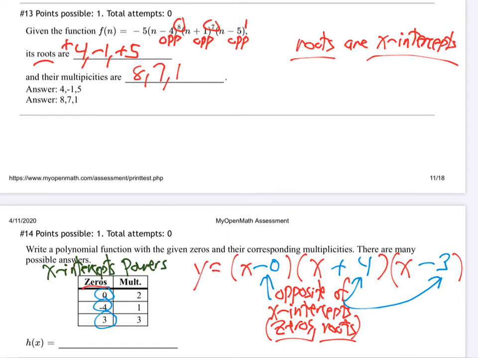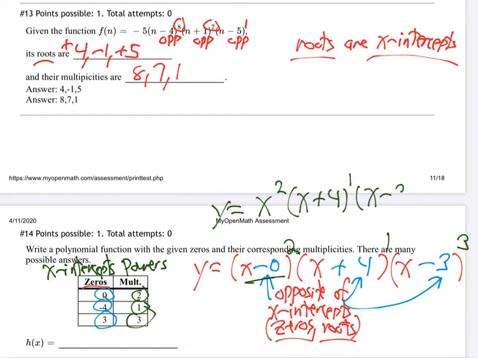And the multiplicities are the powers. So what are the powers? 2 on the first one, 1 on the next one, and then 3. Now, x minus 0, we're just going to make that x. So that's just going to be x squared, because x take away nothing is just x. x plus 4 to the first, x minus 3 to the third. There we go.